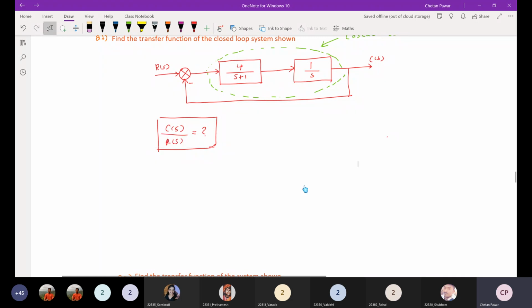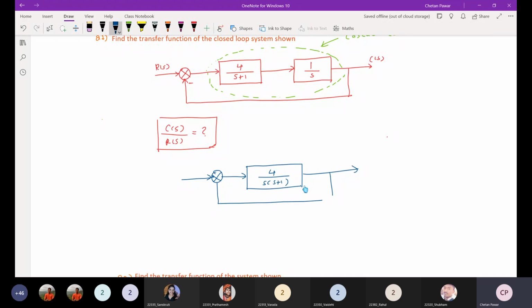So according to the procedure, whatever cascade blocks or parallel blocks are present in the forward path should be eliminated first. So we are just multiplying these two gains, and the single block will be 4 upon S into S plus 1. So this is step first.